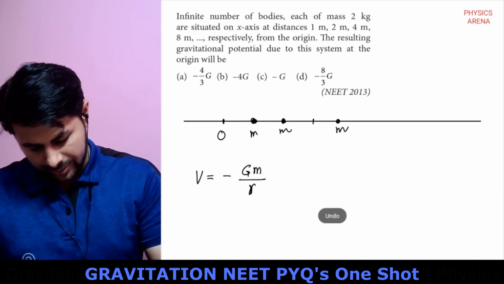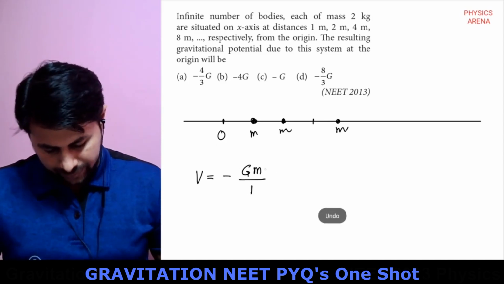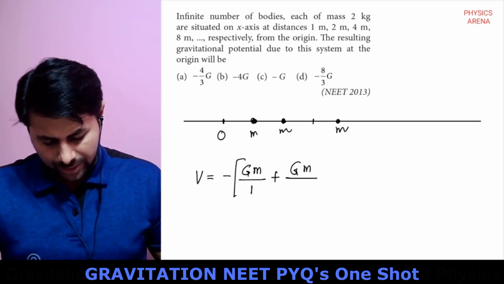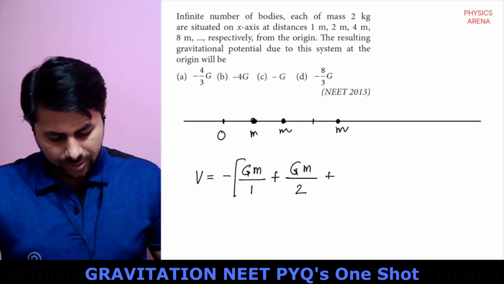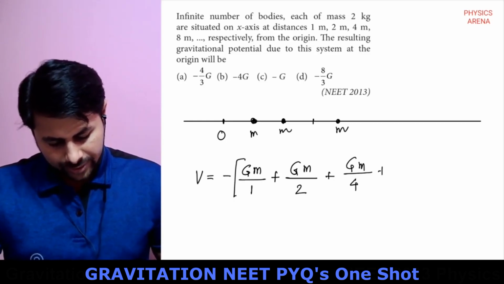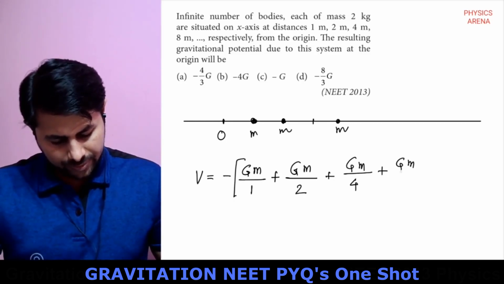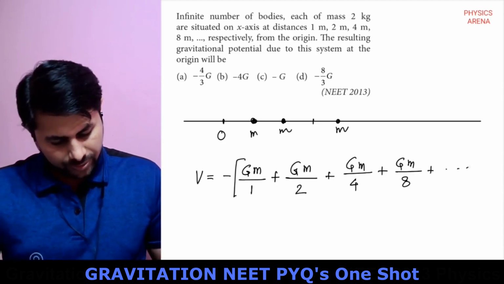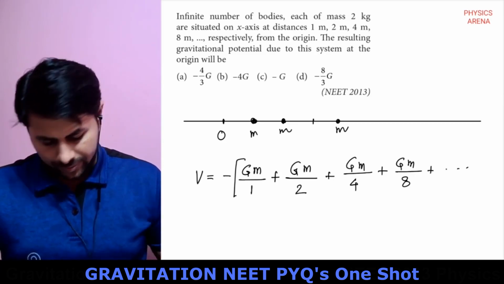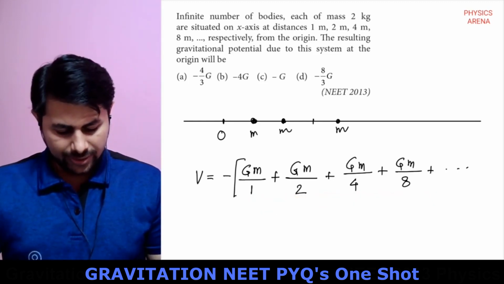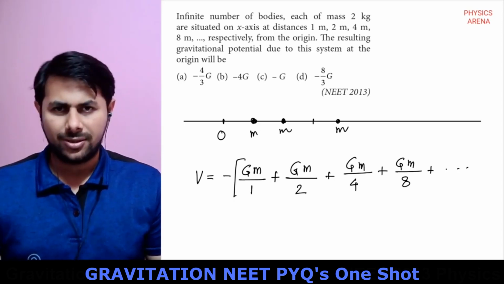Okay, R1 is 1. Then we can take the minus sign common and multiply by Gm upon R2. R2 is 2 plus Gm divided by R3. R3 is 4 plus Gm upon R4. R4 is 8. Okay, so we can see what's happening here. This is a series. What kind of series? It is a geometric series.